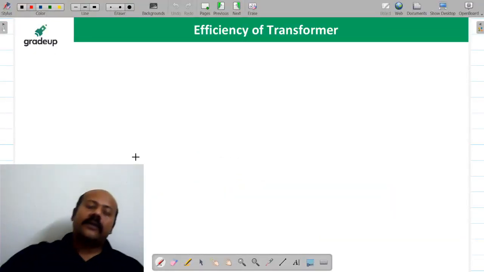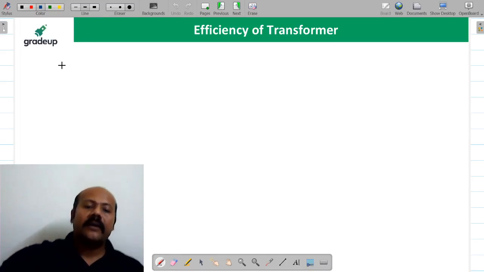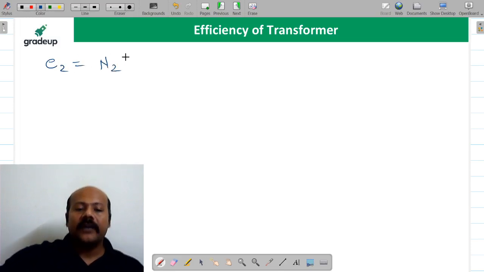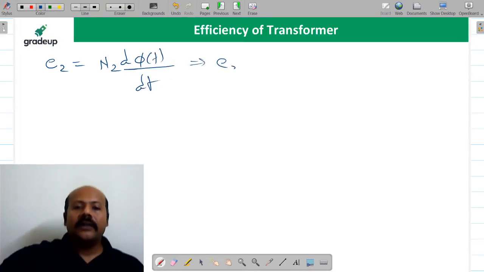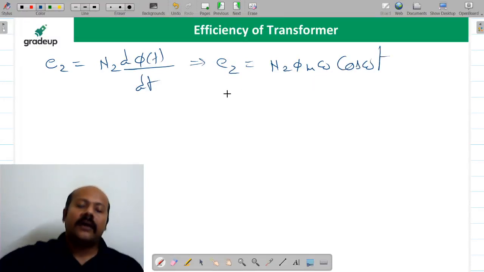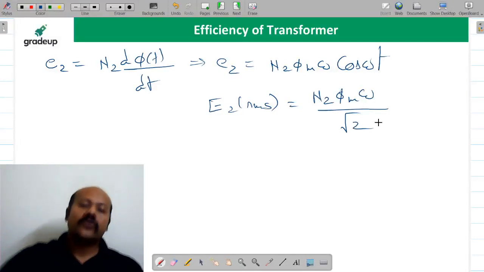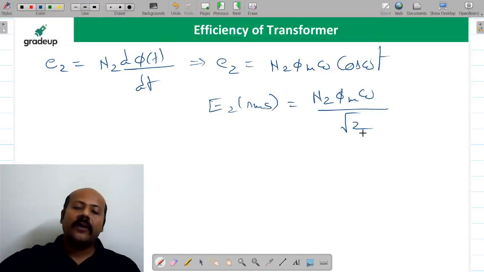Now let us see the EMF induced in the secondary winding. The same theory we are going to apply here for the secondary side. Suppose E2 is the EMF induced in the secondary winding, so it is going to be N2 d phi t upon dt. Again, E2 is equal to N2 phi m omega cos omega t. And if I ask you the RMS value of the EMF induced, then it is going to be N2 phi m omega upon root 2. Maximum value upon root 2, that is the RMS value for a sinusoidally varying quantity.